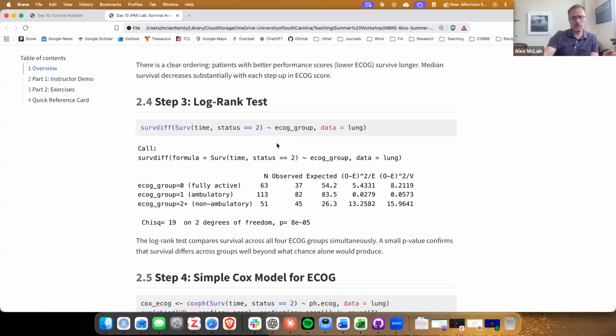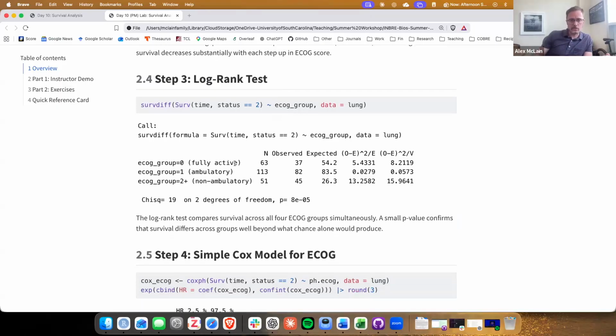Log rank test. We can also do this with 3 groups. We see that in the fully active group we observe 37 events. If all the survival curves were equal, we would expect 54. For the ambulatory group, we observed 82. If all survival curves were equal, we would expect 83. So we're pretty close on this, which makes sense because this one's kind of in the middle.